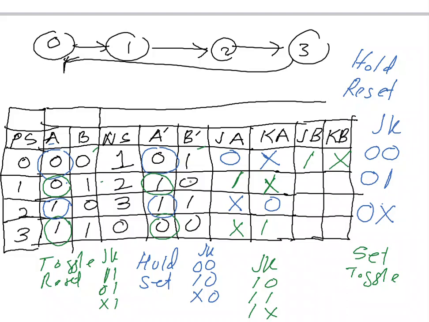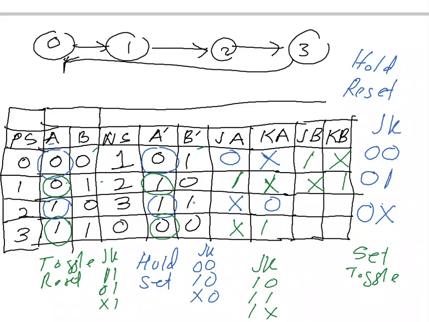Okay, either 0, 1 or 1, 1. Okay, so the answer is x1. Then this one is 0 to 1 again, 0 to 1 again. So set or toggle, 1, 1 or 1, 0.